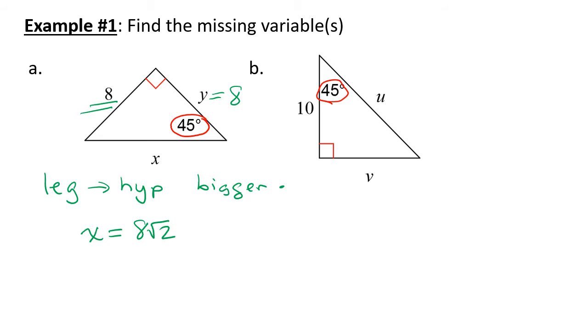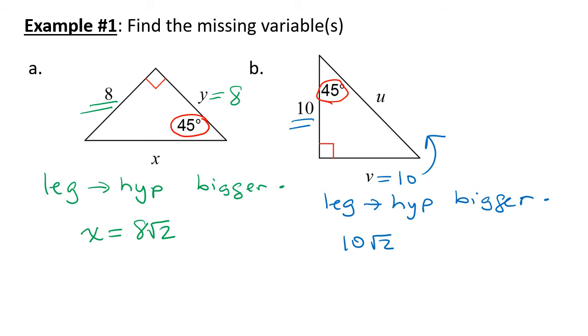All right, looking next door, I have a leg of 10, which means my other leg is 10 because I have a 45, 45, 90 right triangle. Same thing, I am going from my leg to my hypotenuse, which means I'm getting bigger, and we multiply when we're getting bigger. So I'm going to take that leg length and multiply by the square root of 2. So that means that the length of u is 10 square root of 2.